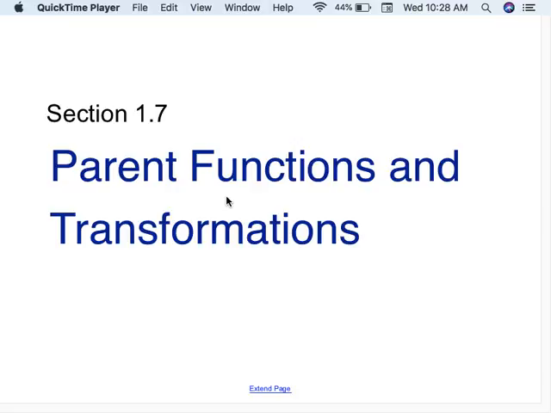Most of what we're talking about here is a review from Algebra 2 or Algebra 3. Probably the newest thing is that we've added a parent function, the greatest integer function, that you can now shift just like you've shifted all of your other functions.